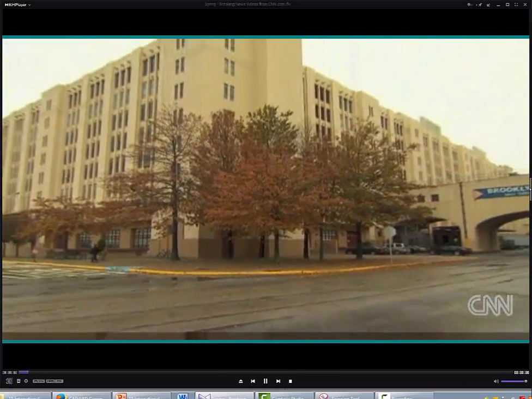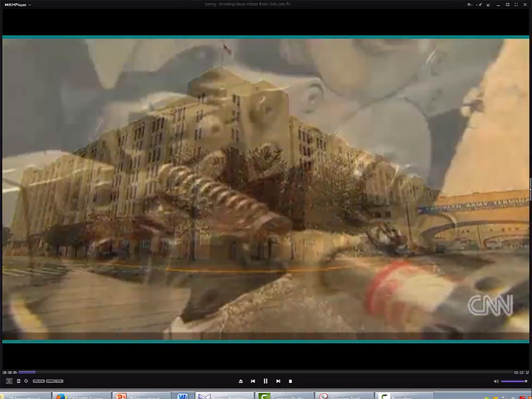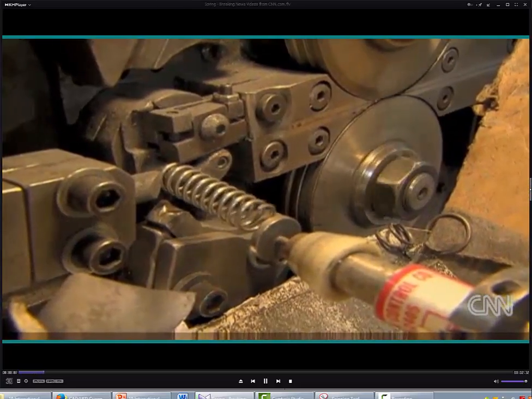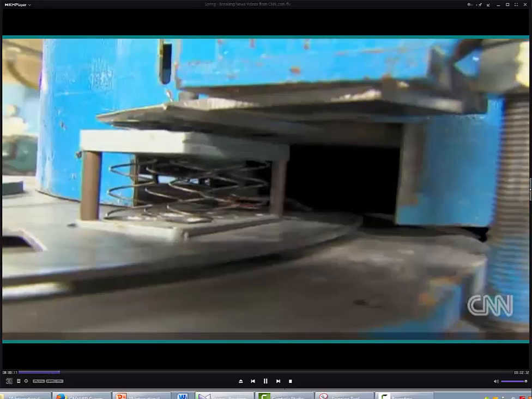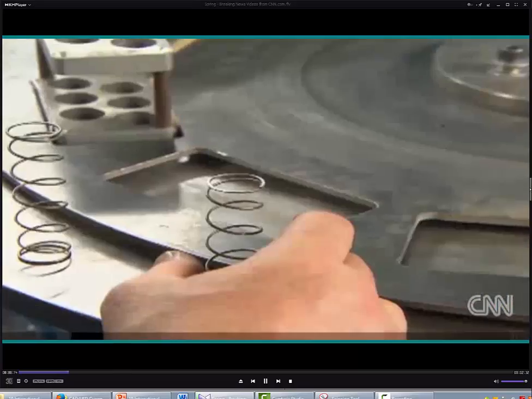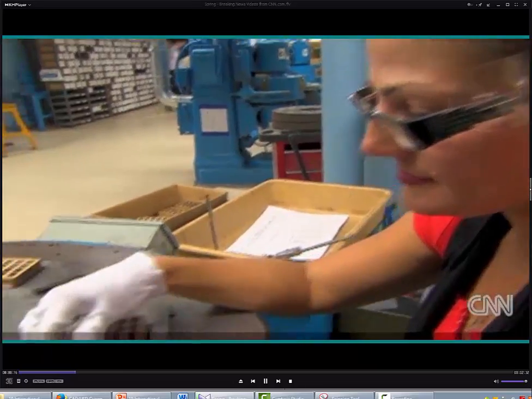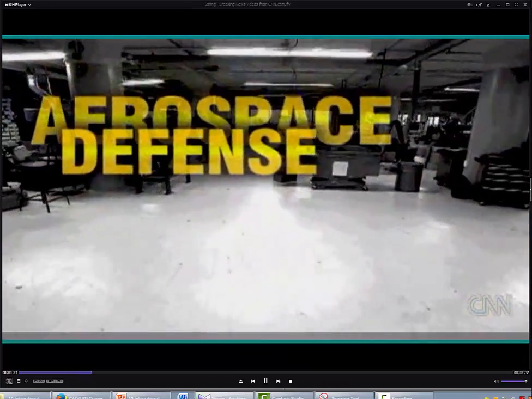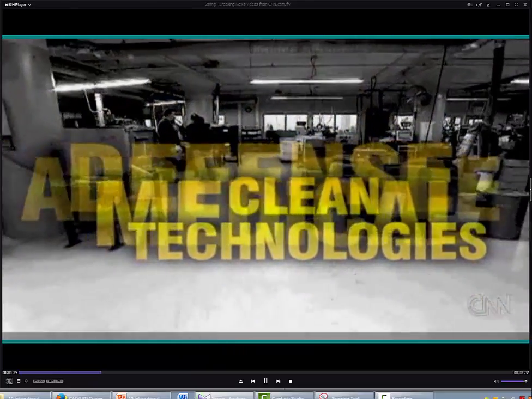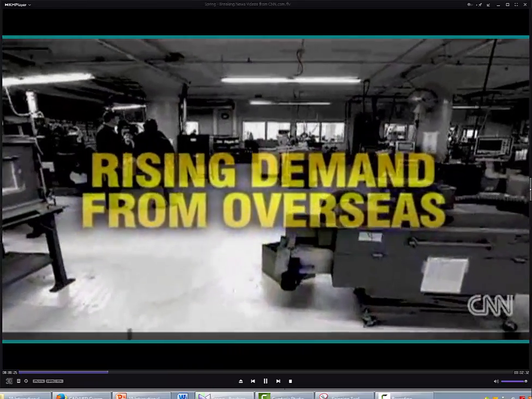It may be autumn outside this Brooklyn manufacturing complex, but inside it's feeling a bit like spring. Demand at Lee Spring, a New York City-based manufacturer since 1918, is bouncing back. Since July, it's seen orders pick up from a wide range of industries, including aerospace, defense, medical, and clean technologies. Helping drive business, rising demand from overseas. We're seeing a lot of growth into Europe. We're also seeing growth into Mexico, and Canada has been a real highlight of us lately. We're seeing good, strong growth into Canada, and we're seeing growth into the Far East.